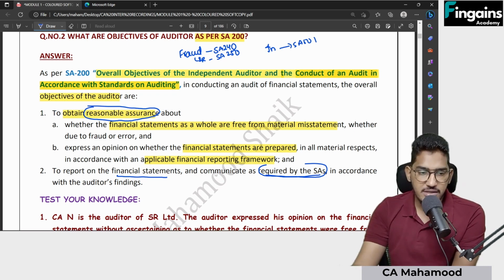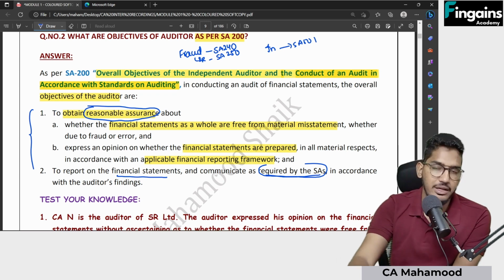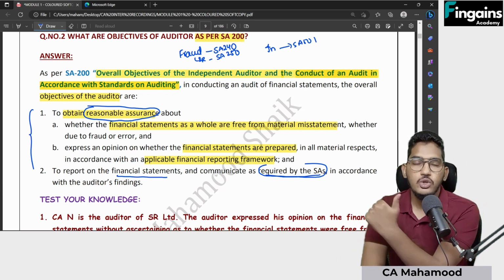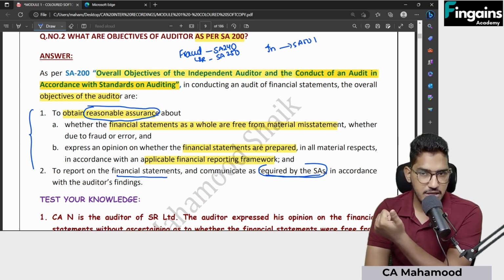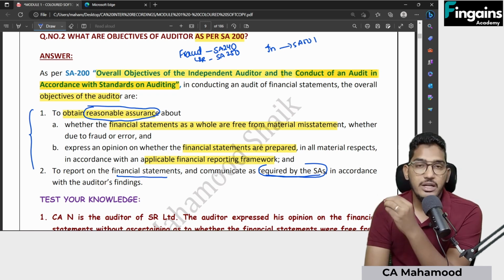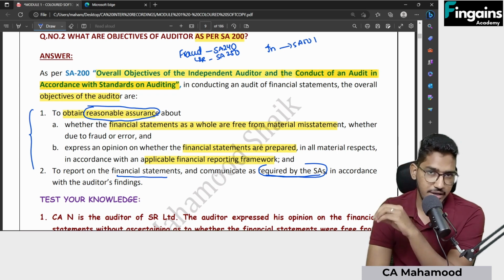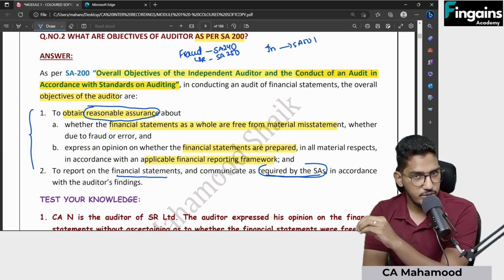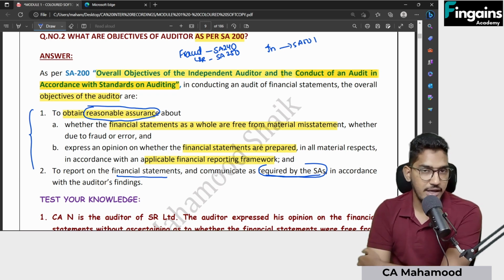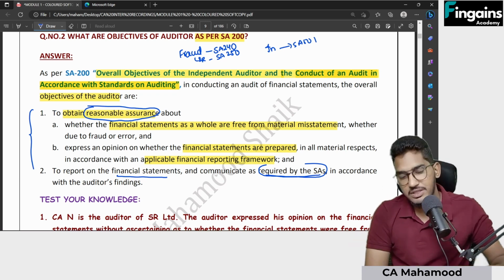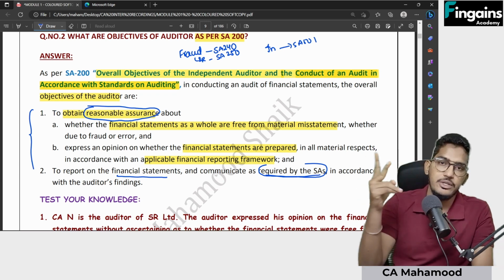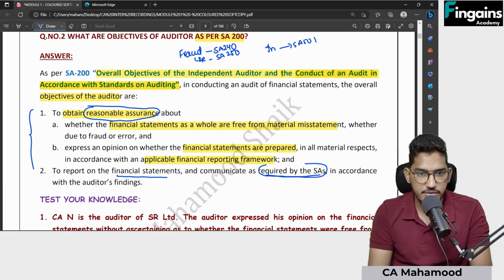Clear, everybody? So these are the two objectives which the auditor has as per SA 200. Number one, to obtain reasonable assurance. As an auditor, you should have an acceptable level of confidence that financial statements are free from material misstatements and they are prepared as per the applicable financial reporting framework. Number two, whatever findings you have while conducting the audit of any of your clients, those findings you are required to report. And how to report those findings? As per relevant standards on audit. These two are the objectives which every auditor must fulfill, and SA 200 is asking the auditor to fulfill these objectives.